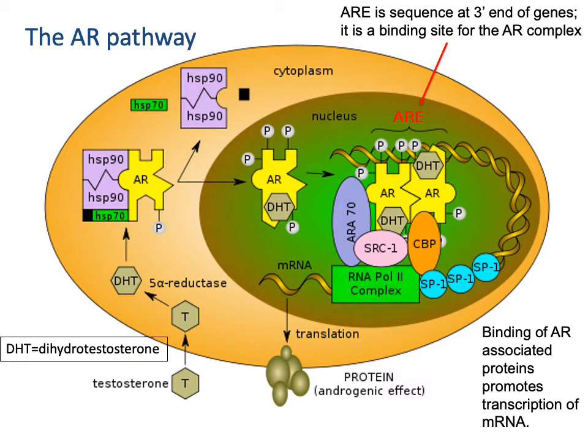So you can see that AR, after it dimerizes, you see the DHT is still bound, and then you can see all these other colored proteins, ARA70, SRC1, CBP, all bind together, and this all is going to help RNA polymerase II bind tightly at the promoter. Therefore, transcription will occur at a high level. So the bottom line here is that binding of AR and its associated proteins promotes transcription of that RNA. And then, of course, after transcription, the RNA will be translated into protein, and that will give that androgenic effect.